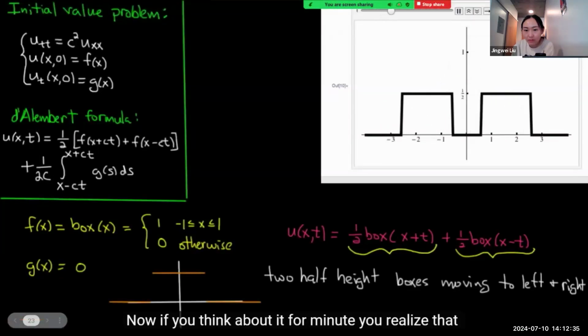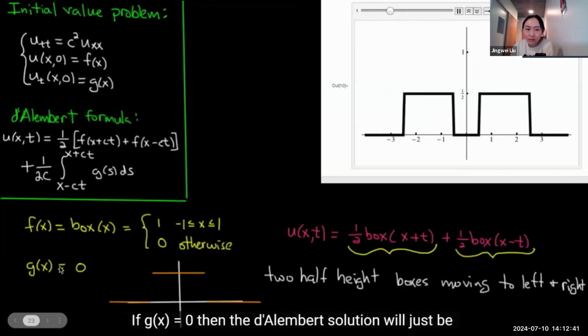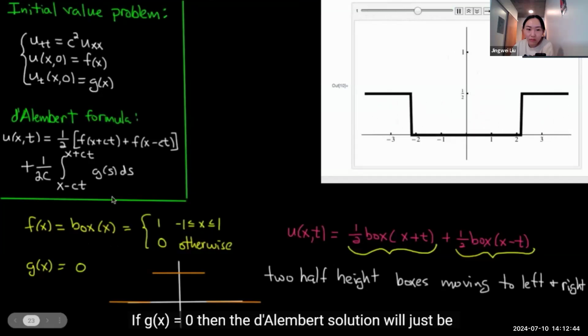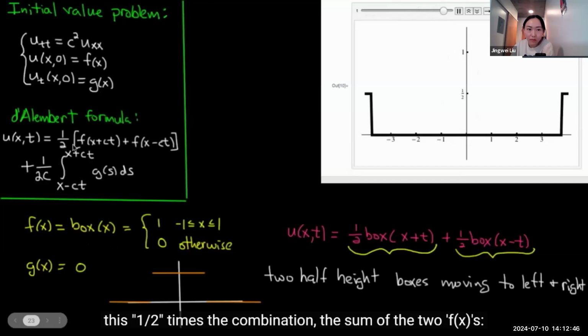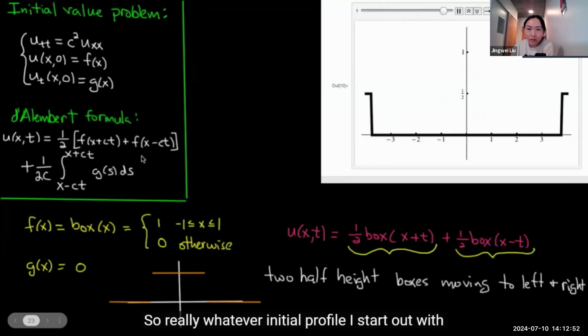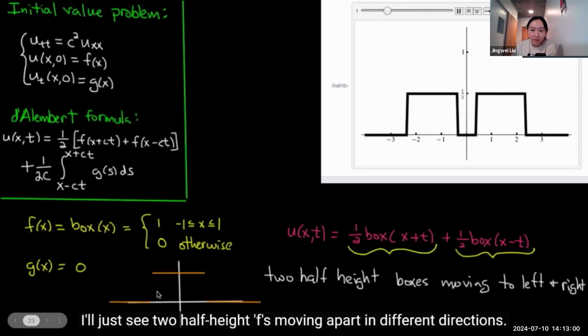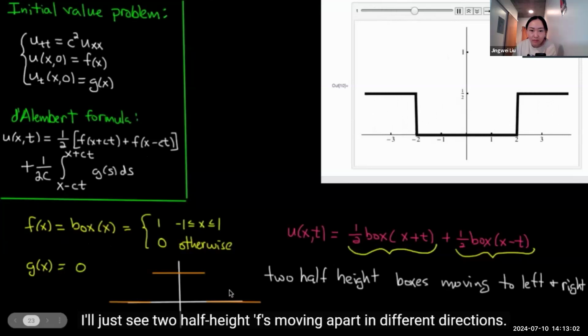Now, if you think about it for a minute, you realize that the fact that I used a box function here is really just irrelevant. If g is 0, then the D'Alembert solution will just be 1/2 times the sum of the two f's, one moving to the left and one moving to the right. So really, whatever initial profile I start out with, when I let the wave equation do its work, I'll just see two half-height f's moving apart in different directions.